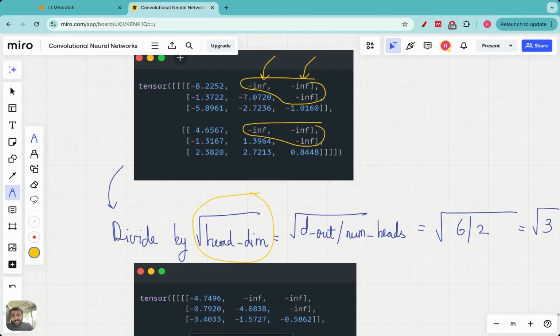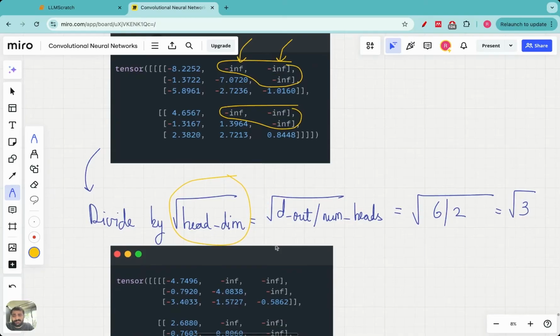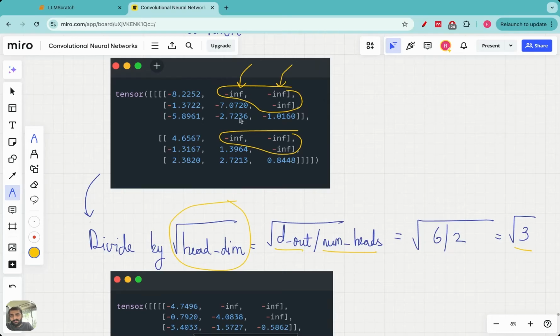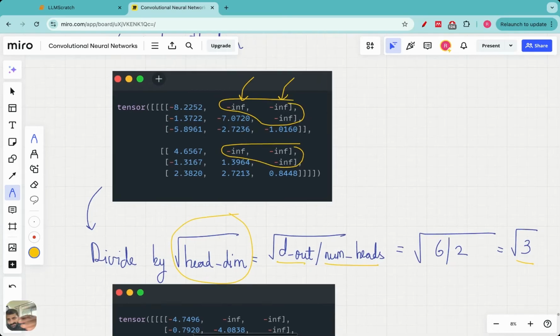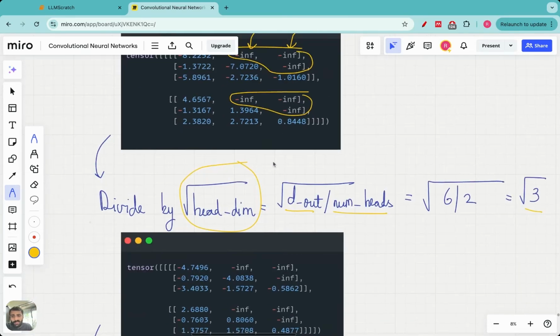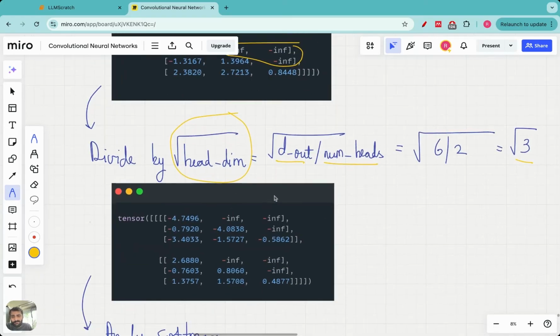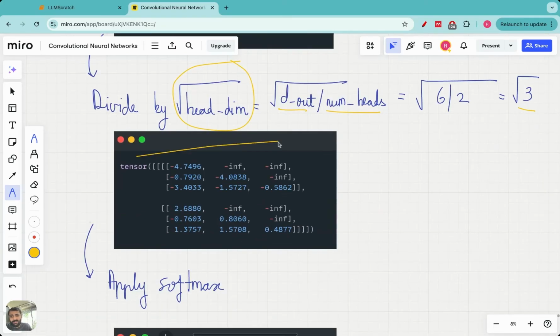So what we'll be doing is that the head dimension, as we saw, is 3, right? Because the d out is equal to 6 and the number of heads is equal to 2. So each head dimension is equal to 3. So we will divide this, after replacing the elements above the diagonal with negative infinity, by the square root of 3, which is the square root of the head dimension. And that leads to this matrix over here, or this tensor, I should say.